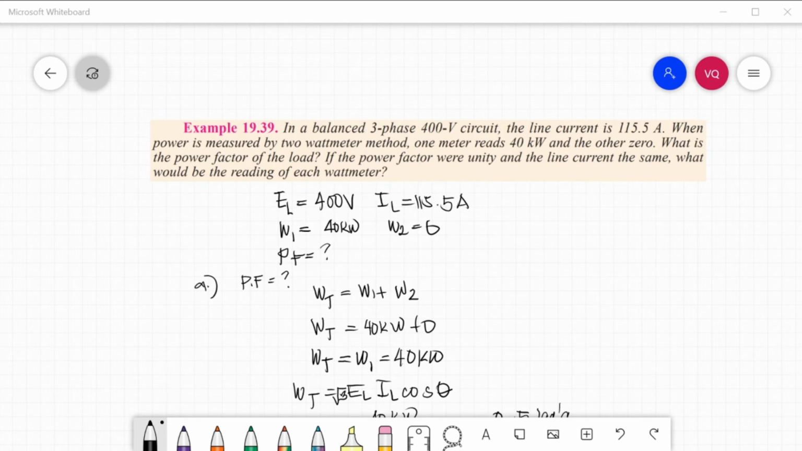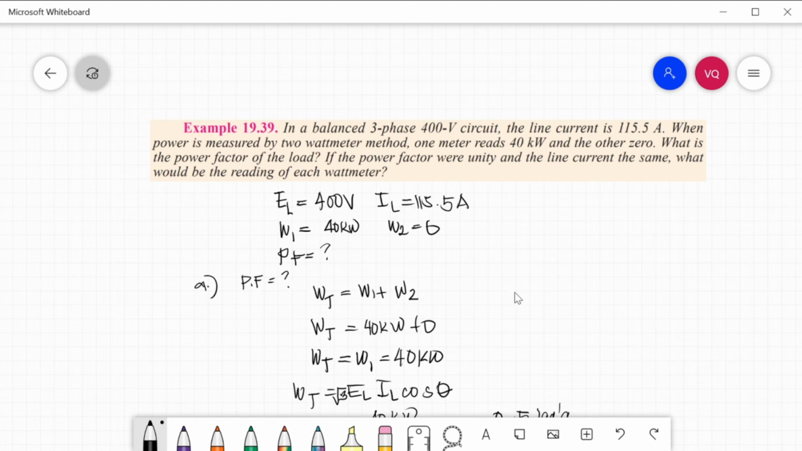Example number 2, we have in a balanced 3-phase 400 volt circuit, the line current is 115.5 amperes. When power is measured by 2 wattmeter method, one meter reads 40 kilowatts and the other is 0. What is the power factor of the load? So if the power factor were unity and the line current is the same, what would be the reading of each wattmeter?